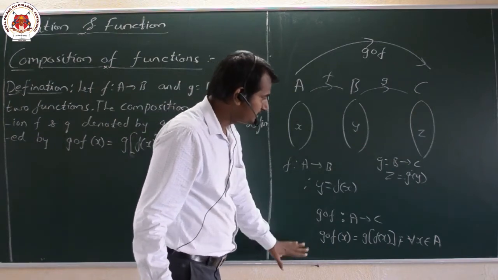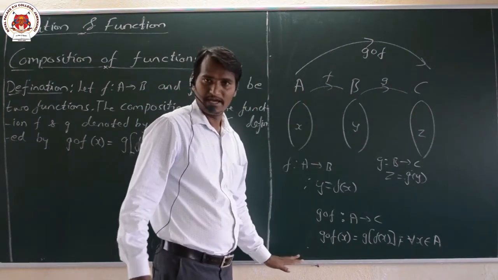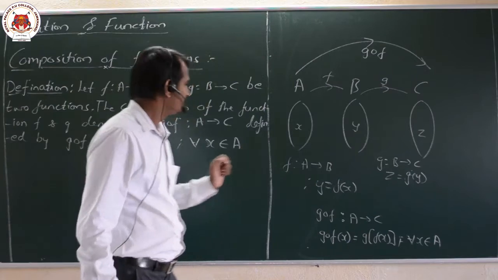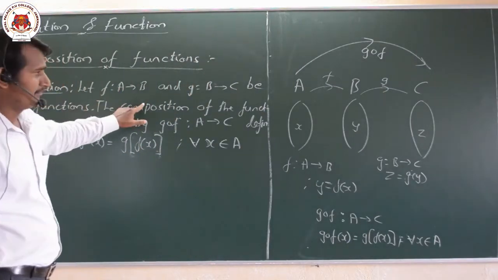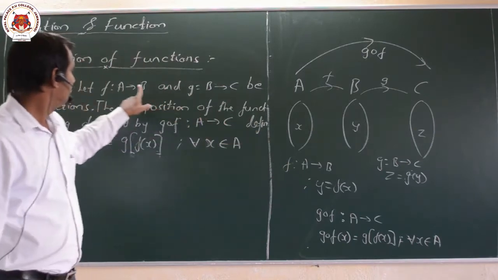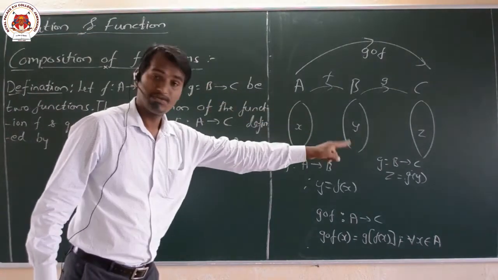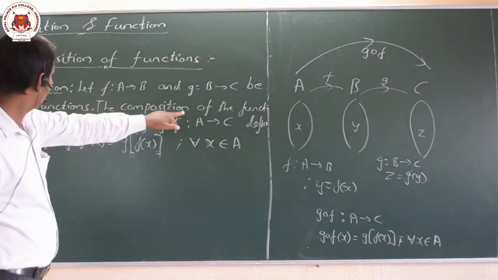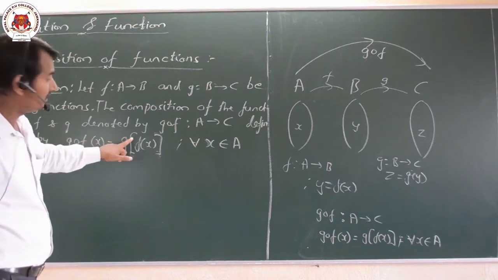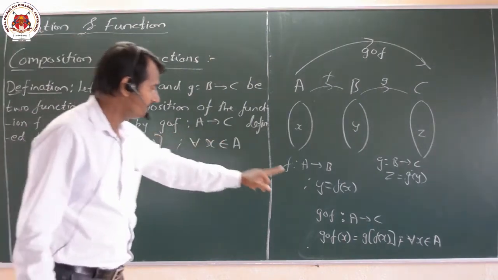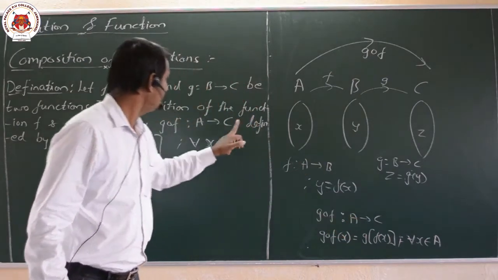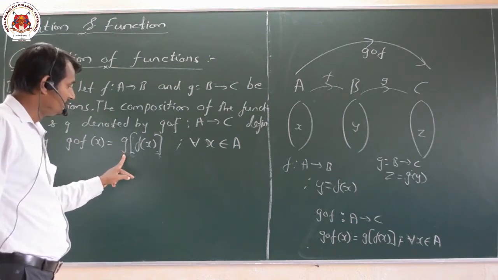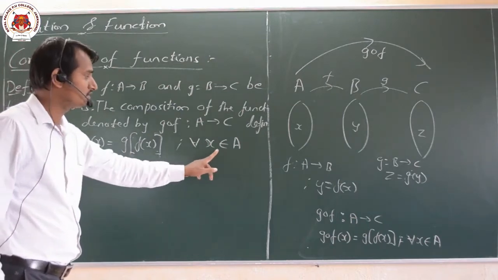These definitions are an informal manner of discussing the composition of functions. Formally, how do we define it? It is very simple, pay attention. Let f from A to B and g from B to C be two functions. Then the composition of the functions f and g, denoted by f of g from A to C, is defined by f of g of x for all x belonging to A.